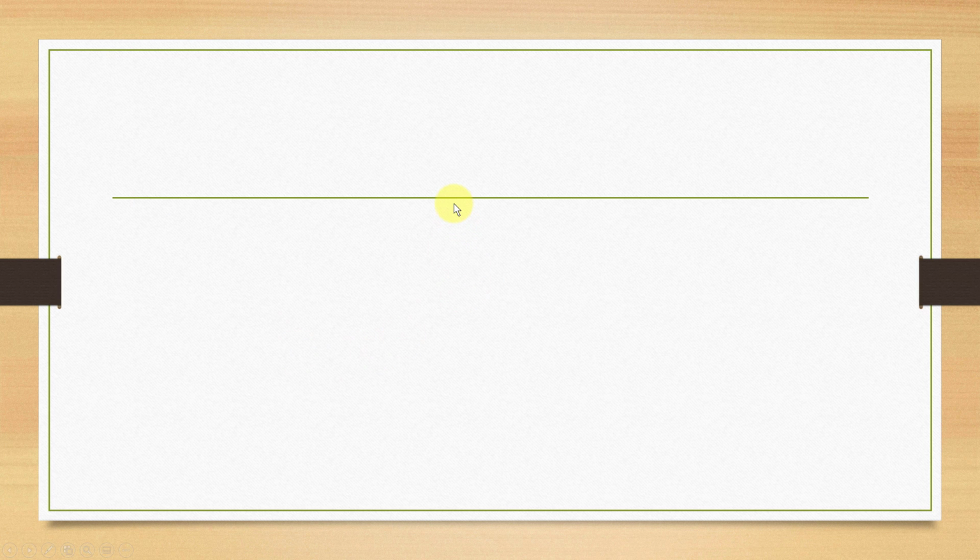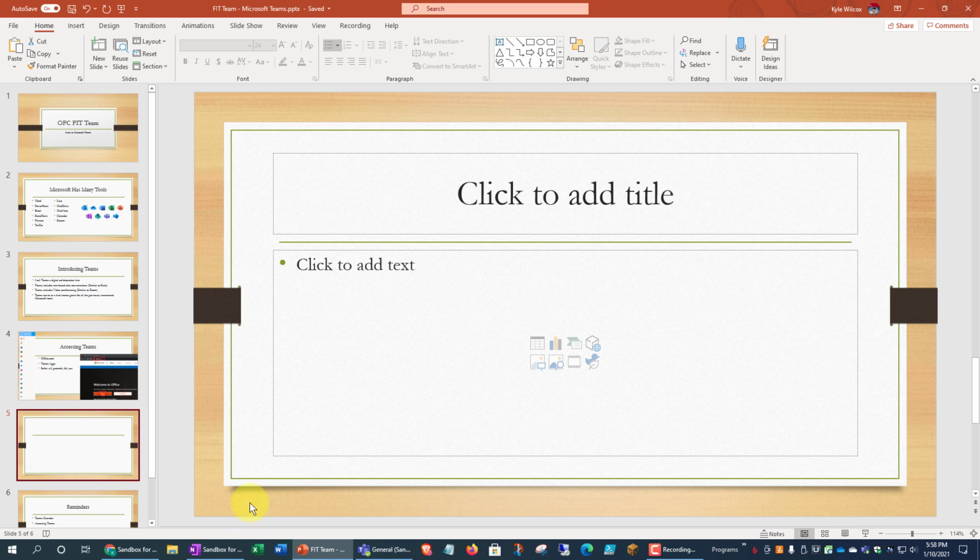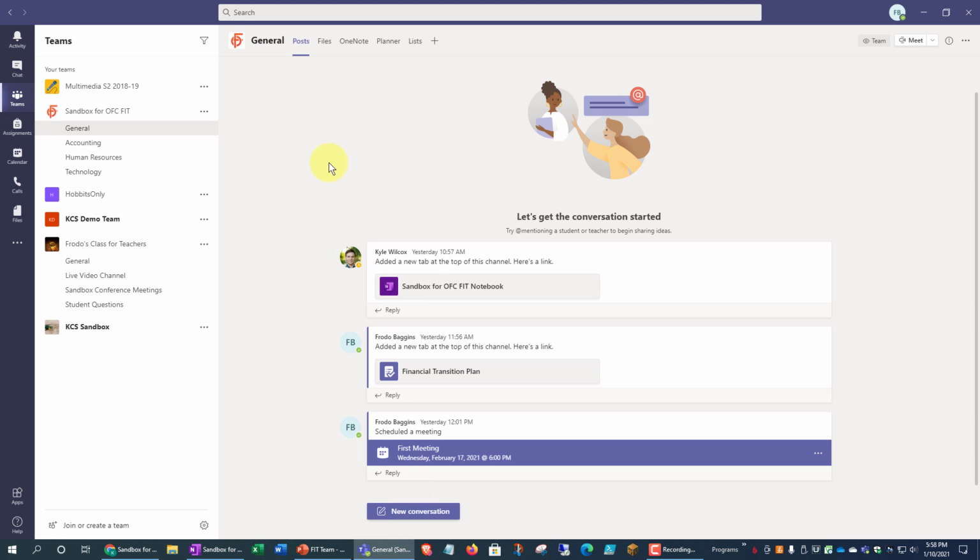Moving on, I'm going to exit the PowerPoint and jump into the interface for Microsoft Teams to show you what you have. On the left-hand column you have different buttons and options. The main one you'll want to be on is Teams, where you can see the list of all the different teams you have, and each team can have channels. I've created General, Accounting, Human Resources, and Technology as channels within this example team. Each channel then has tabs across the top.